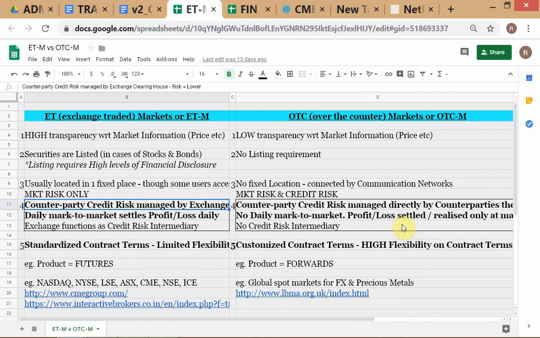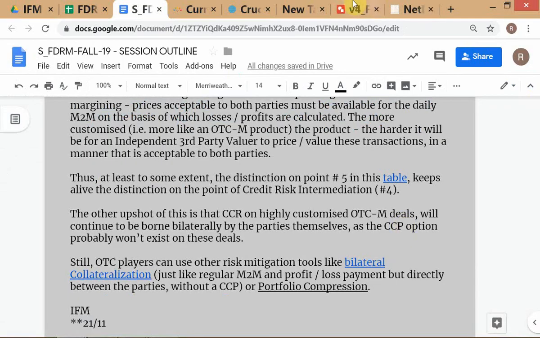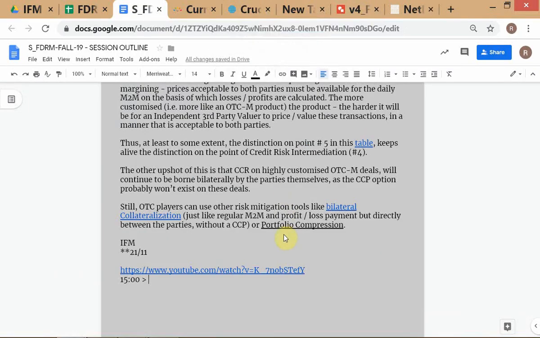Takes a long time. And then we are saying that in the case of ETM, it is managed by the exchange. Okay, so how is that done? The way it's done is basically through what we call the exchange clearing house. So if we go back now to this, because of that table we had.